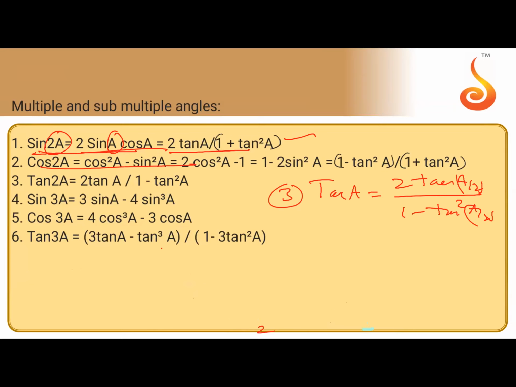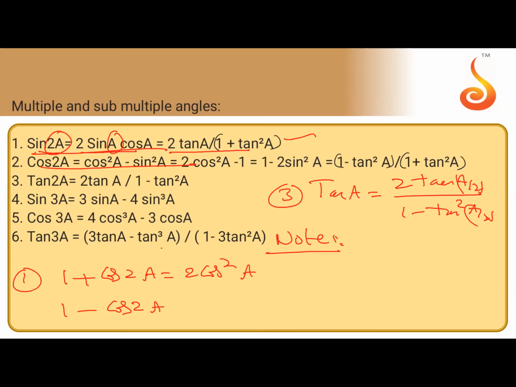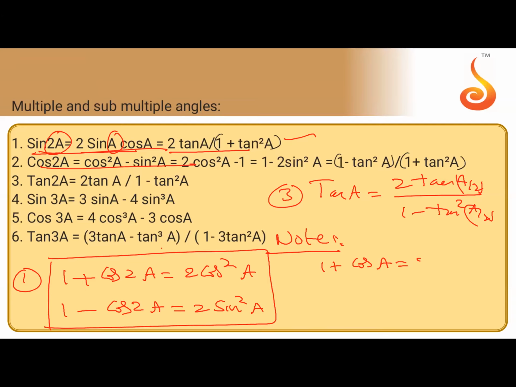And next, you can take one note. It's a very important note and a very useful formula: 1 plus cos 2A is 2 cos square A. 1 minus cos 2A is 2 sin square A. Just keep it in a box. In the same manner, 1 plus cos A is 2 cos square A by 2. And 1 minus cos A will be 2 sin square A by 2.